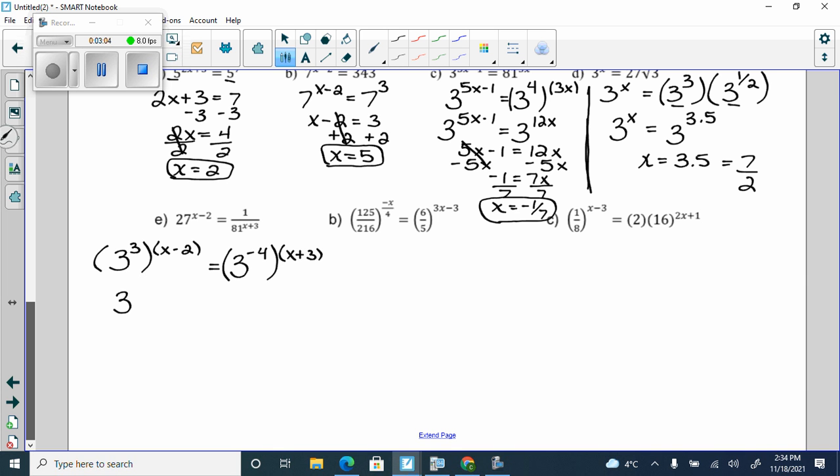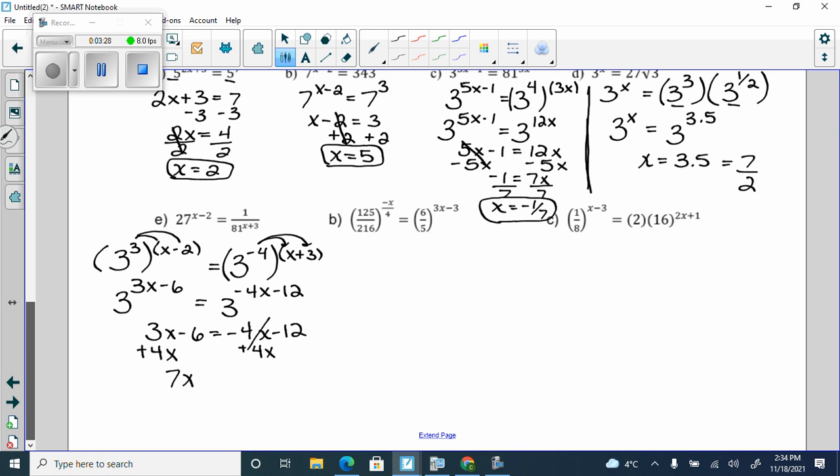So we get 3 to the 3x minus 6 equals 3 to the negative 4x minus 12. And so we get 3x minus 6 equals negative 4x minus 12. I'm going to add the 4x over. I get 7x minus 6 equals negative 12. Add my 6. 7x equals negative 6. So x equals negative 6 over 7.